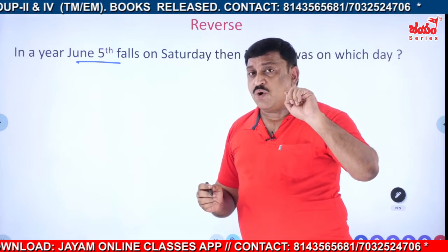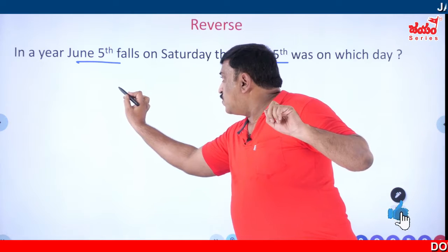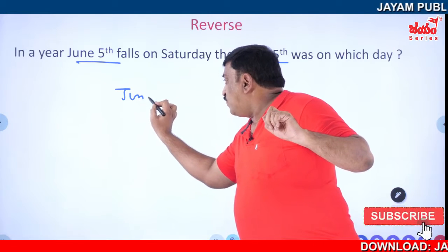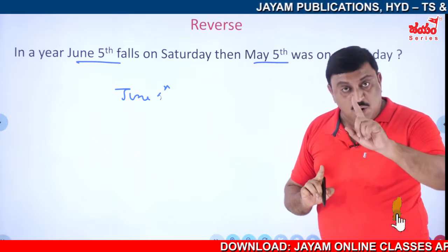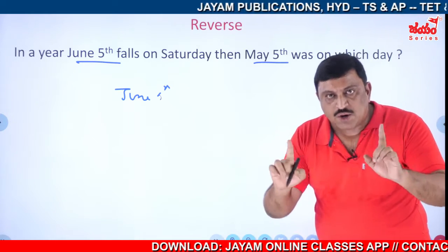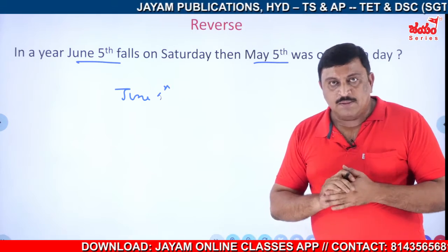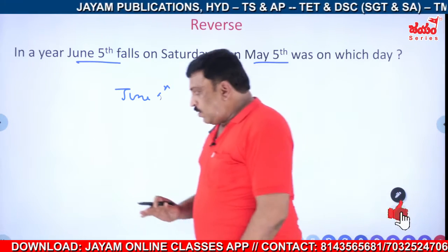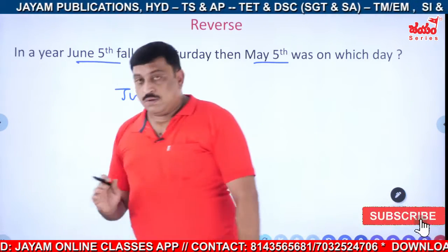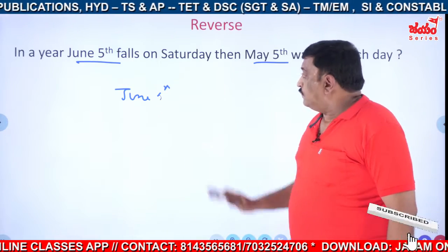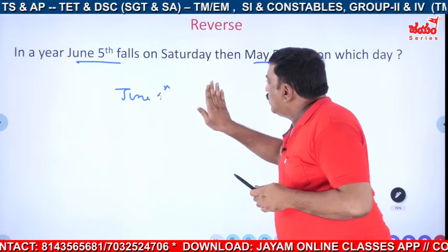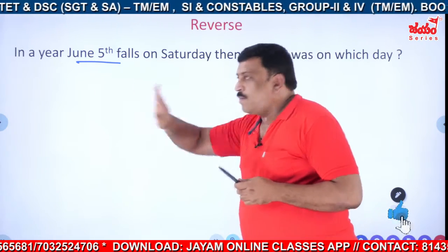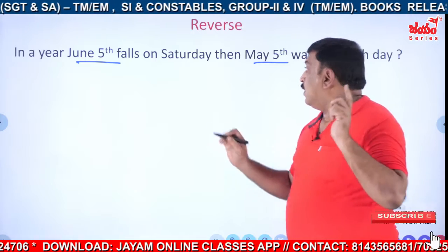Normally, they try to write June 5th first and May 5th next. But don't do that. Go according to chronological order only. Then only you have to solve the question. If you have tried, no problem, but just now see this one.